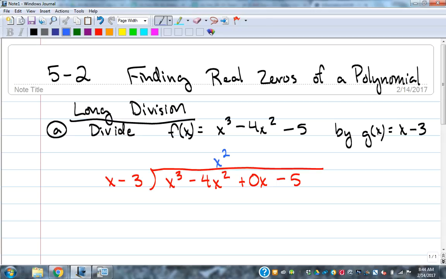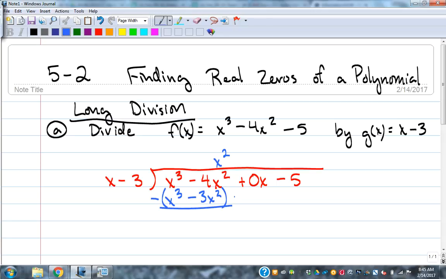Wait, what did you do? So what times this leading term gets me that leading term? That's the way you want to think. Don't worry about the minus 3. It really doesn't matter. It's always whatever's in front. Okay, so x times x squared, that's our x cubed. And then x squared times negative 3. So that's minus 3x squared. And I do parentheses and a minus sign because I'm subtracting that. So how did you define you did negative 3 times x squared? Basically, I'm just distributing what I put up here to this. Whatever goes up top distributes to what the divisor is, or what you're dividing by.